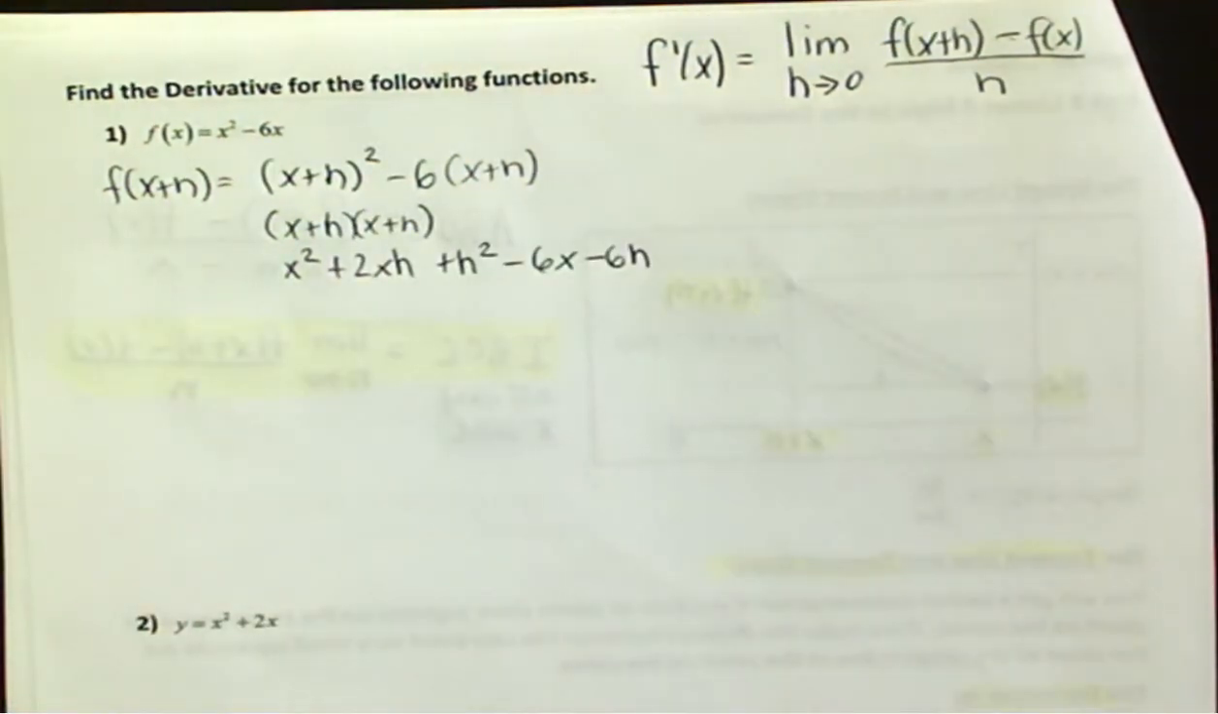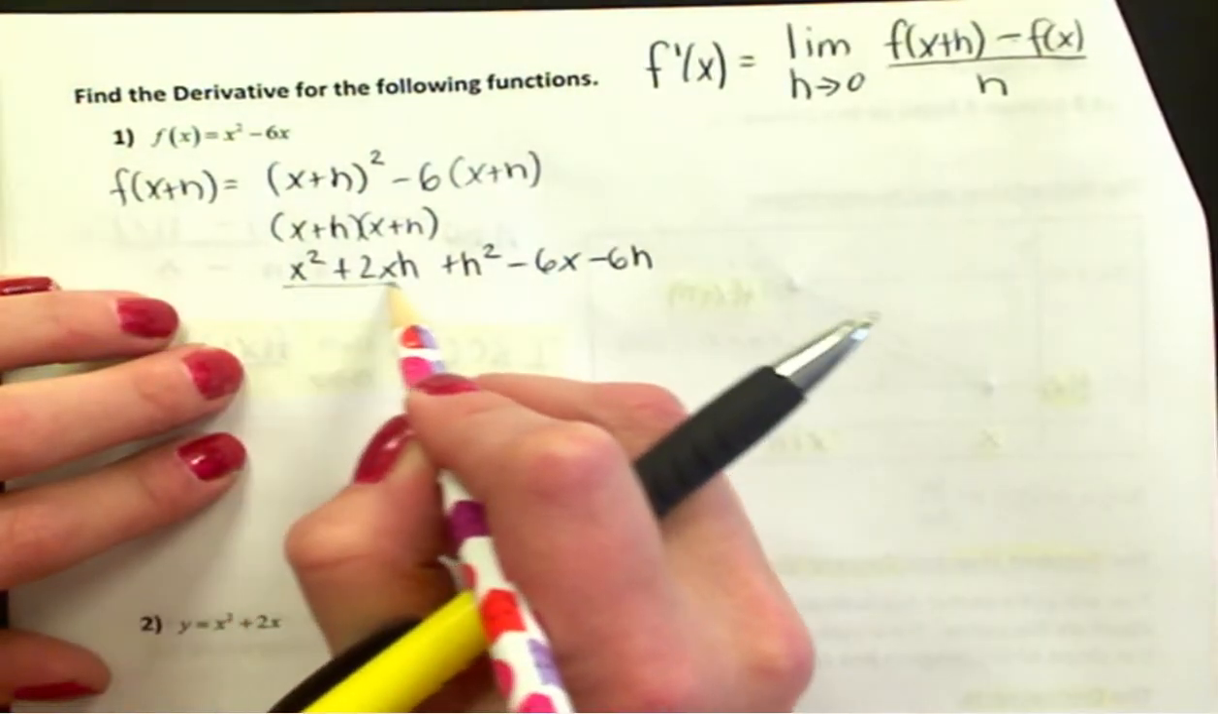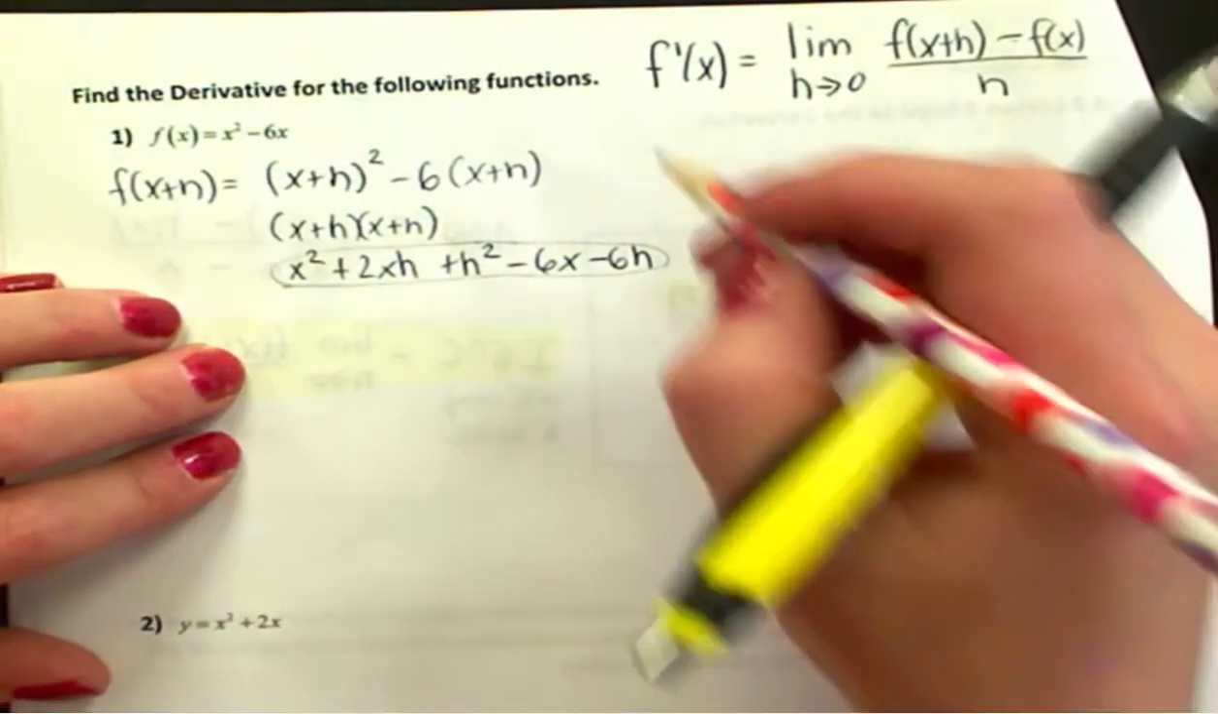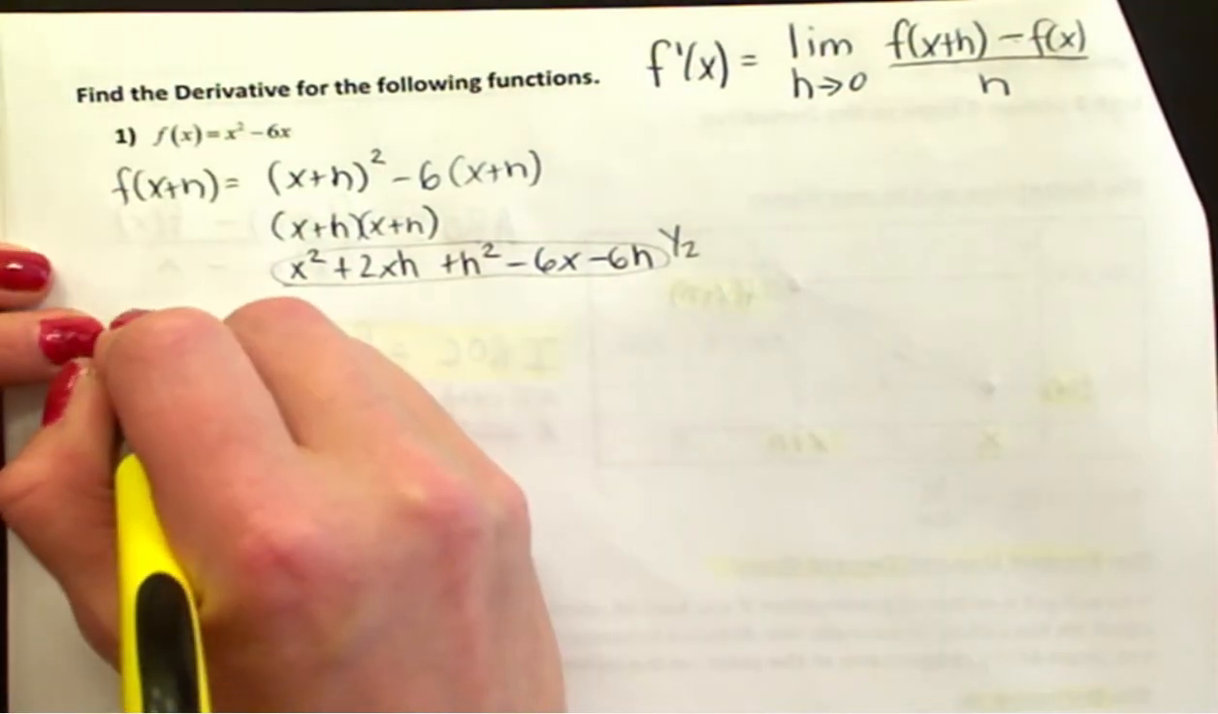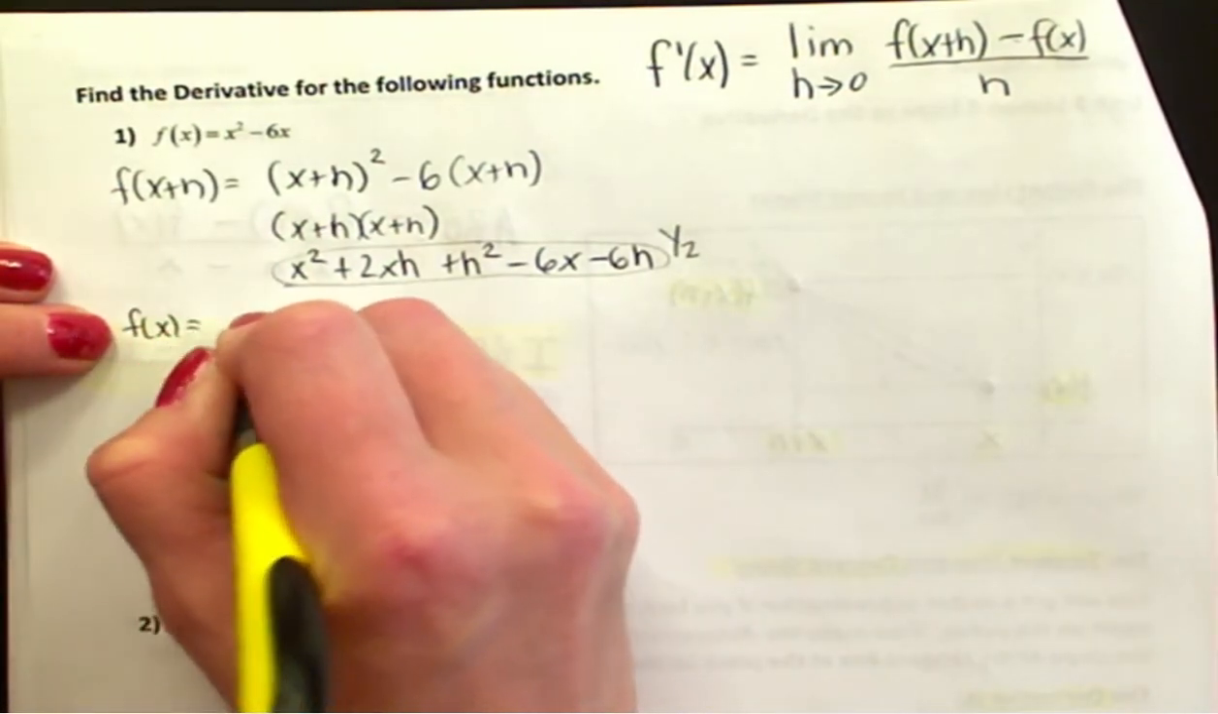Okay. I don't see any like terms. Notice how they're all different. That is the y value, right? That's the y value. I plugged it in. That's the result. Now I'm going to write down f of x.